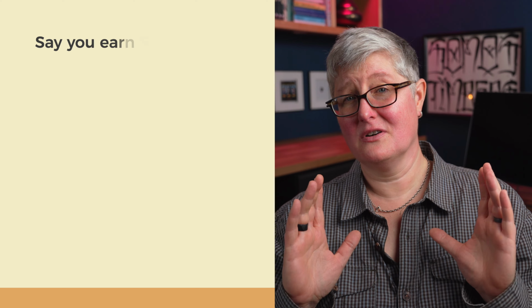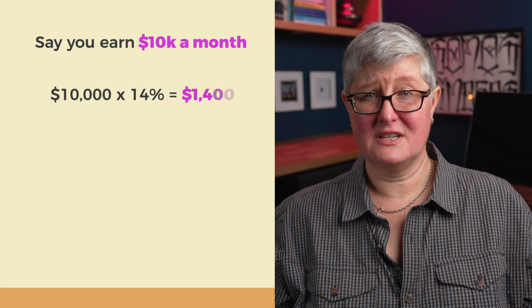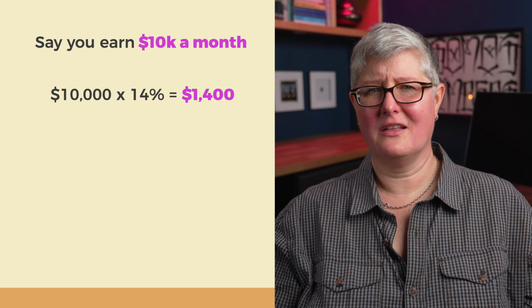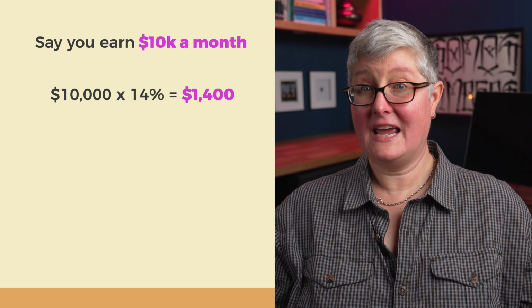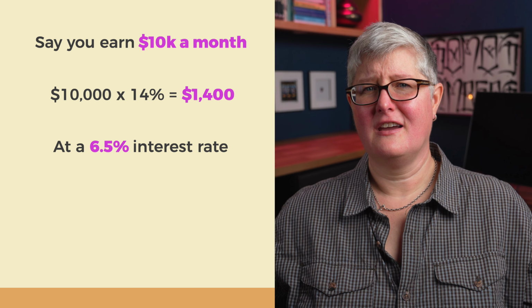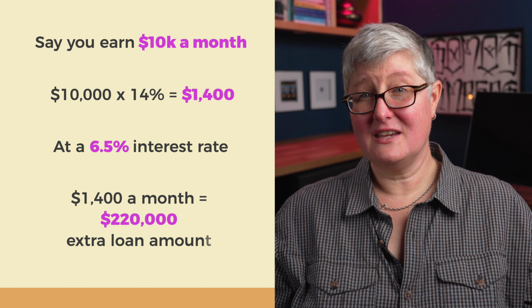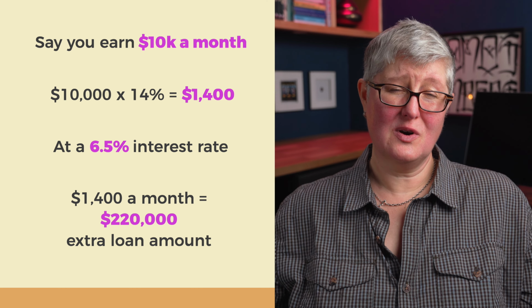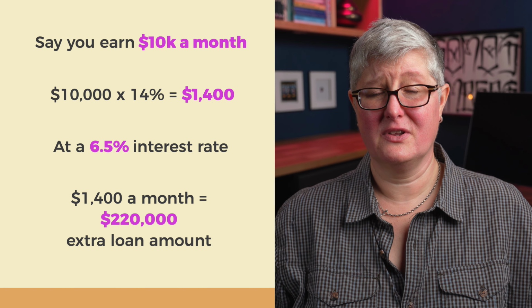So let's say you earn $10,000 a month. $10,000 times 14% equals $1,400 of additional potential mortgage payment. At a 6.5% interest rate, $1,400 a month equals an additional $220,000 of loan amount. That is a pretty big difference.